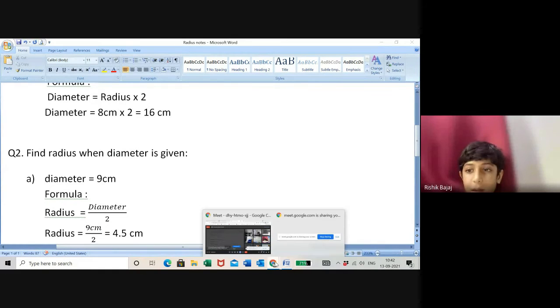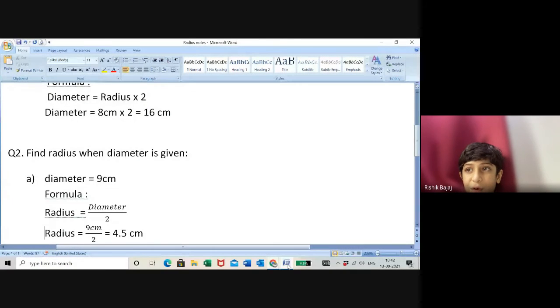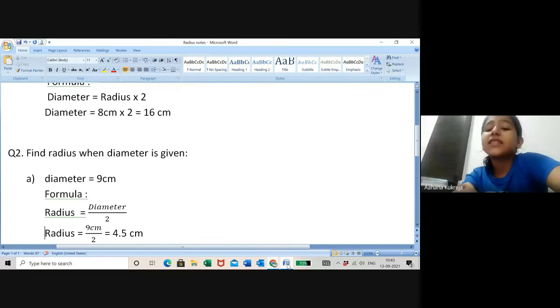Yes, ma'am. Ma'am, what will be the radius and what will be the diameter? The radius is 45. So we will do 45 into 2. So the answer is 90. Yes. Next is Meet.